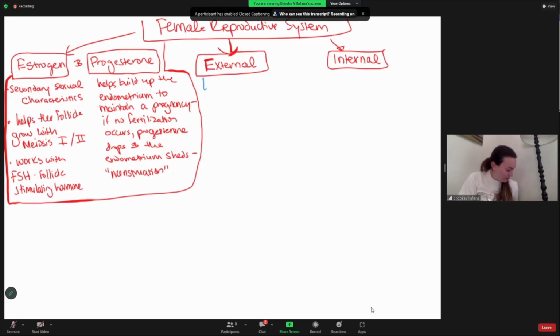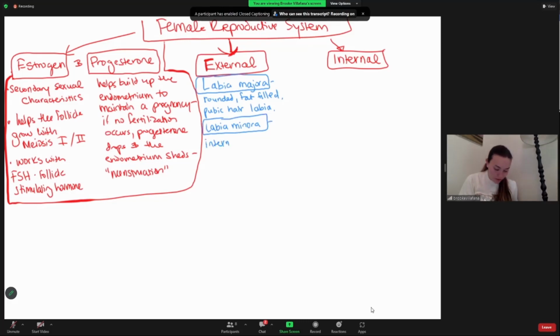So there is the labia majora, which are the rounded, fat-filled, pubic hair labia. So we know that those would be the more external. Labia minora. So majora, just think like major, bigger; minora, minor, smaller. These would be internal to the majora. These have no pubic hair.